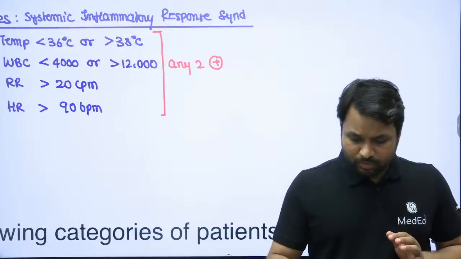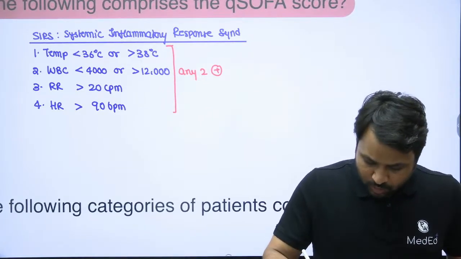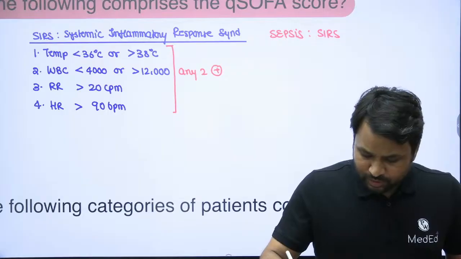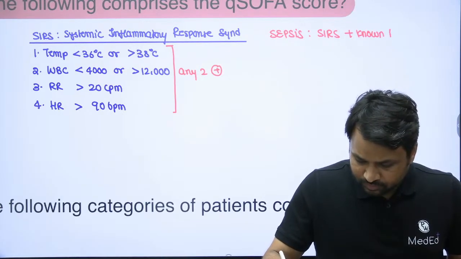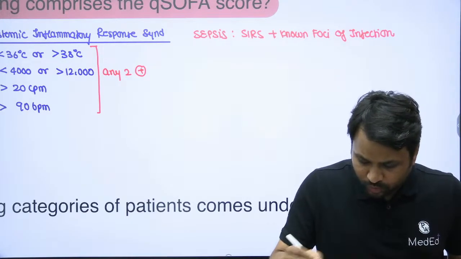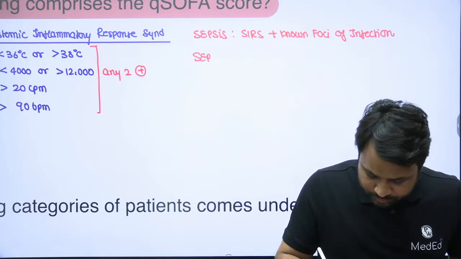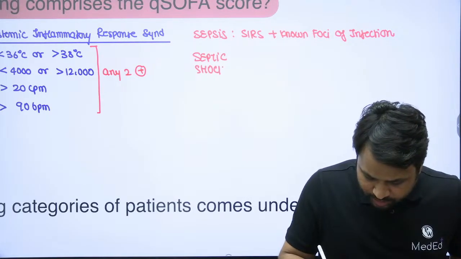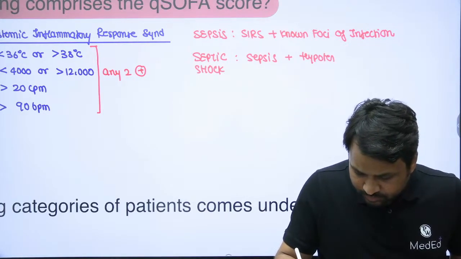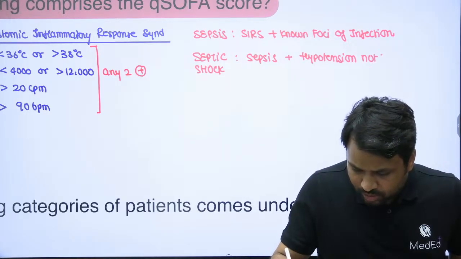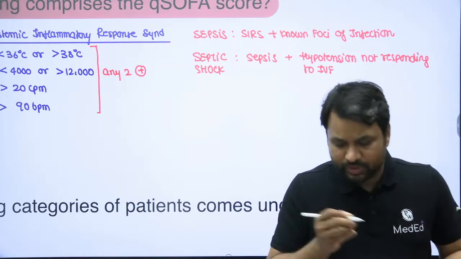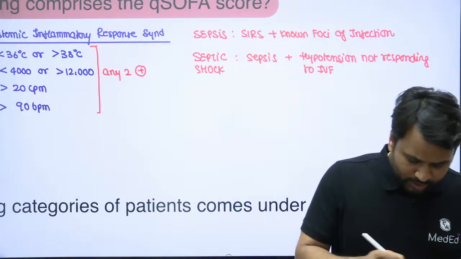As simple as that. Now, based upon this, you have the following definitions. What is sepsis? Sepsis is considered to be systemic inflammatory response syndrome with known foci of infection. What is septic shock? It is sepsis with hypotension not responding to IV fluids.